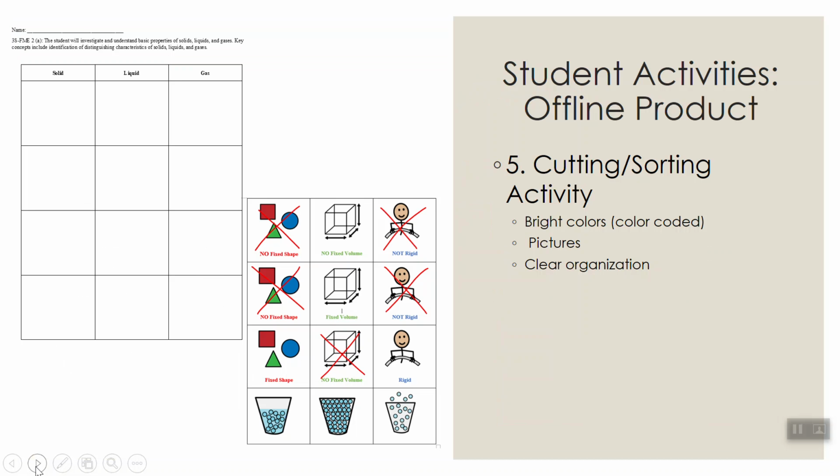Next, students will engage in an offline product activity, the cutting sorting activity. So I have utilized bright colors, I have color-coded items, used pictures, and have clear organization. Let's take a look at the activity.